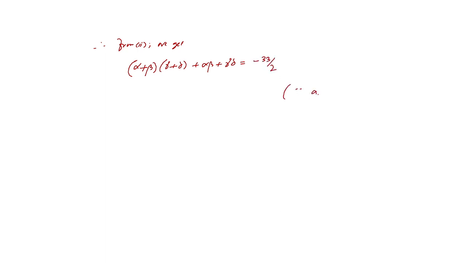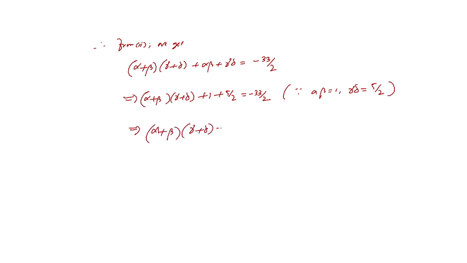Now what is the value of alpha beta? Alpha beta equals 1. What is the value of gamma delta? This is 5 by 2. We just put here alpha plus beta into gamma plus delta plus 1 plus 5 by 2, which equals minus 33 by 2. By solving this, we get alpha plus beta into gamma plus delta. This will be minus 20.